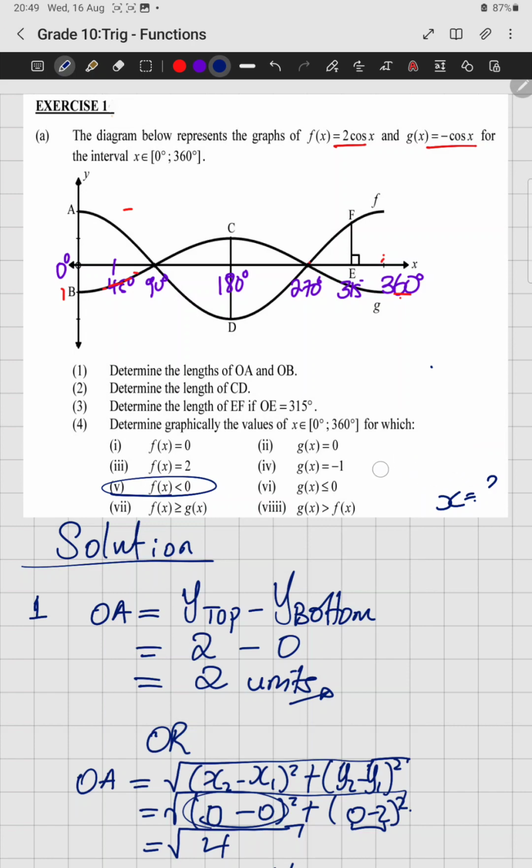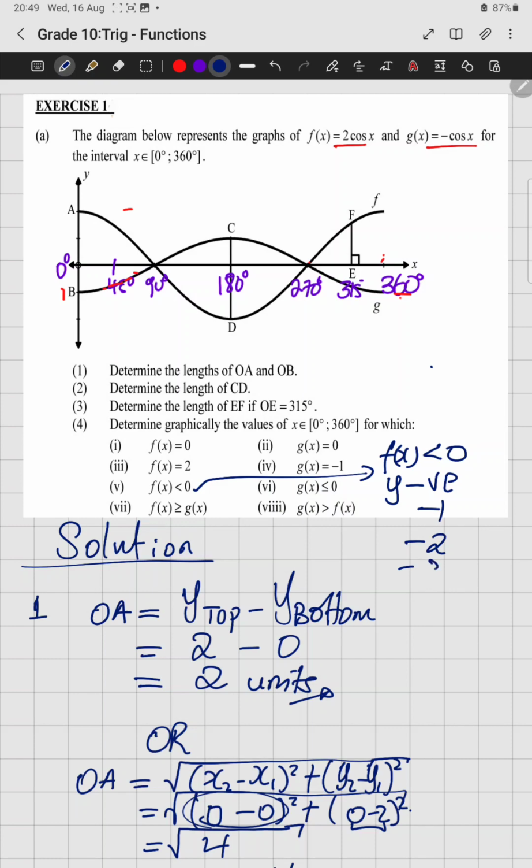Now when f of x is less than 0, let me just write it here. When they say f of x is less than 0, they mean that the y value of f is negative. It could be -1, it could be -2, it could be -3, it could be -4, it could be -5, and so on. But as long as it is negative, that's all that matters. Okay, so what is negative? It is the y value of f of x, guys.